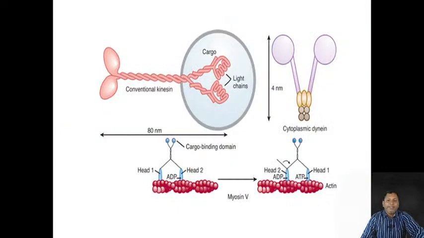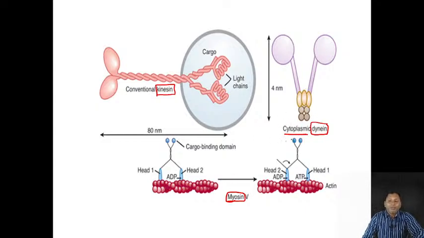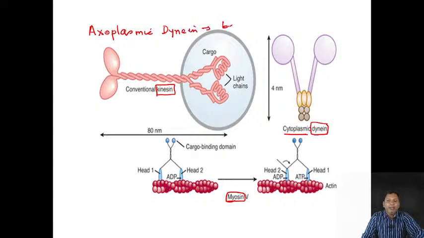Now, what do you see in the diagram? In this diagram, you can see kinesin, a molecular motor, and dynein, another molecular motor. Here the word is cytoplasmic dynein, right? And there is another molecular motor which is called myosin. Dynamin is not shown in this picture. Remember one thing also, the other dynein, which is called the axonemal dynein, will help in the beating of cilia in the body.